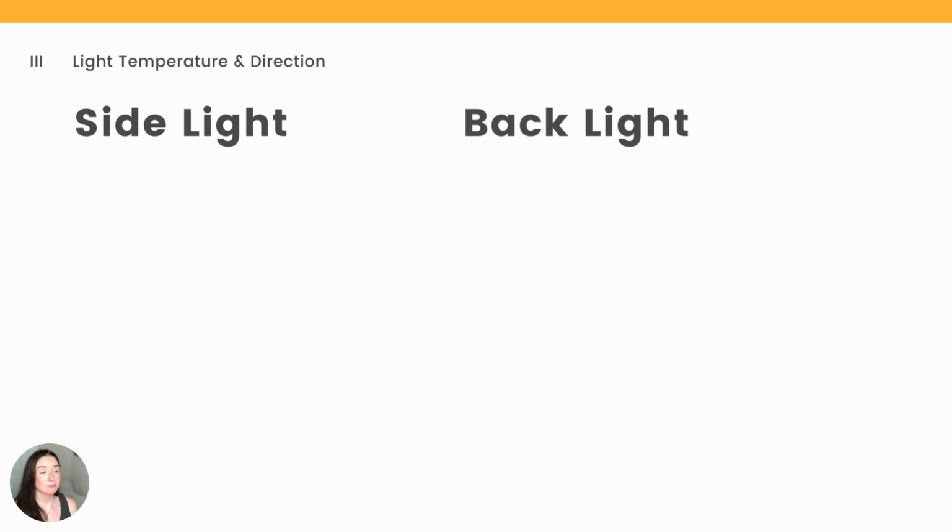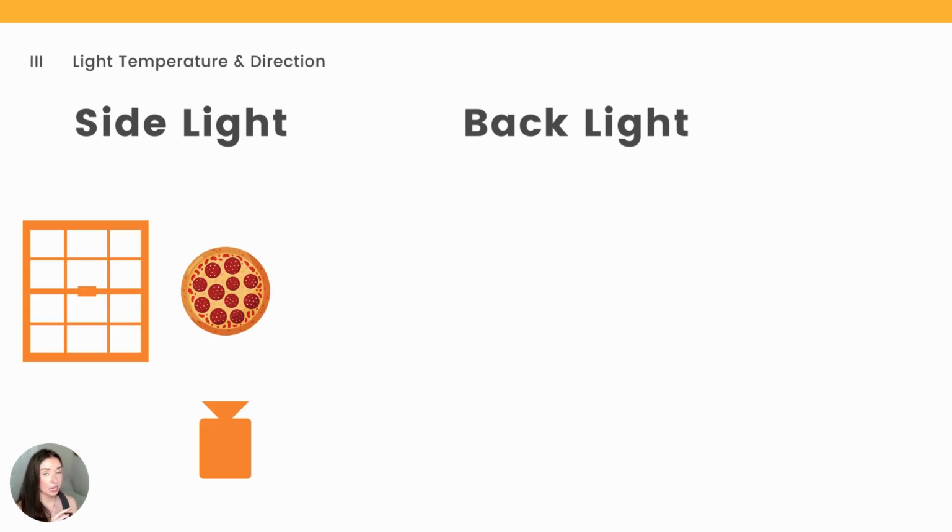So keep this in mind, because we don't want to be using overhead lighting, because that's going to be top-down lighting. We don't want top-down lighting. And we also don't want lighting coming from behind us. And I'll show you an example of a diagram in a minute so you know what I'm talking about.